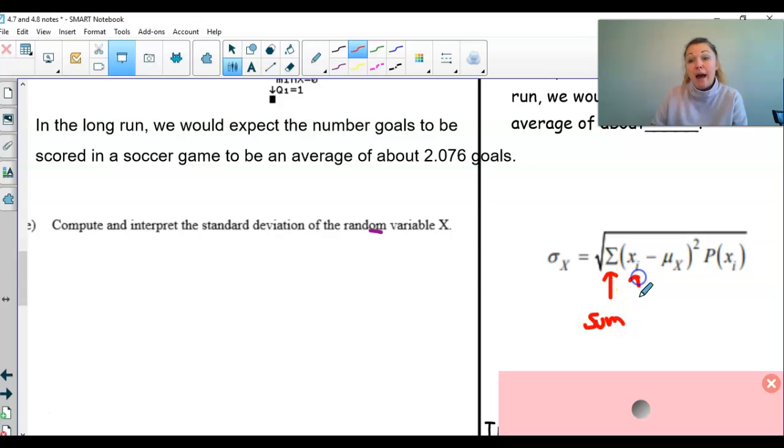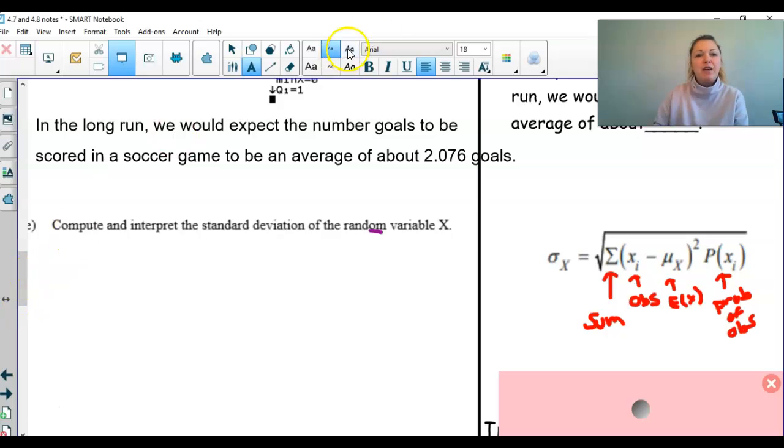This right here is the observation minus the mean of the distribution. That's our expected value, which we just found. We take the difference and we square it, and then we multiply it by the probability of the observation. You do need to show your work on this, guys, to get credit on the AP test. If you just give them an answer, you will not get full credit. Okay, so let's go ahead and figure that out.